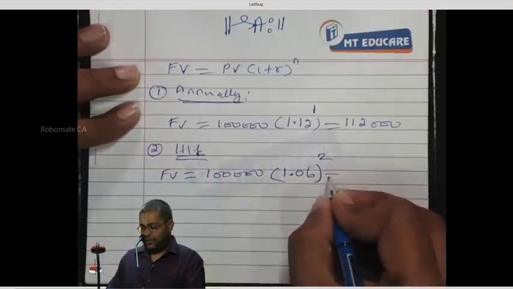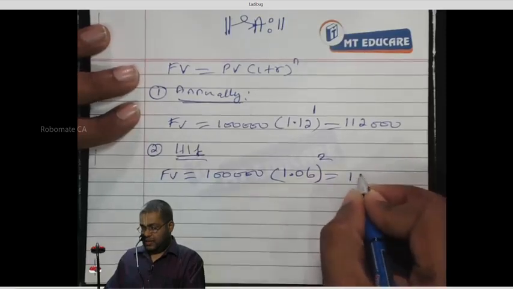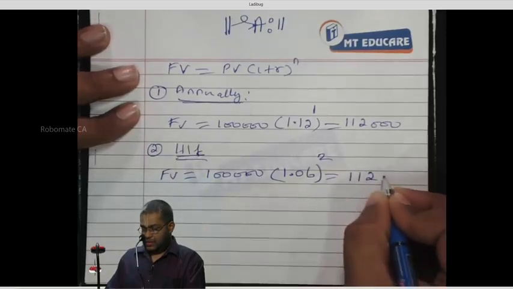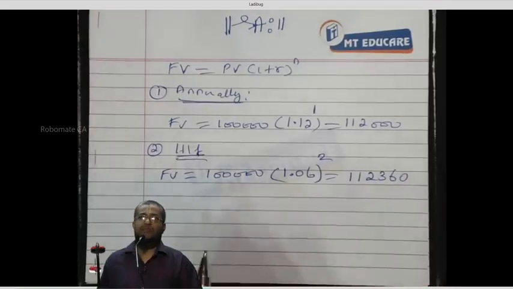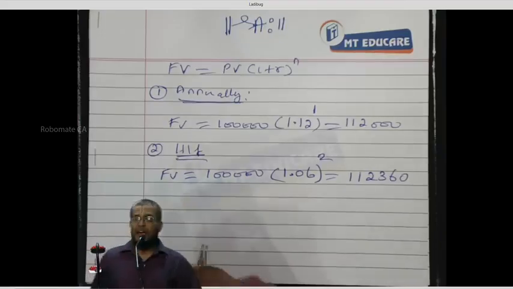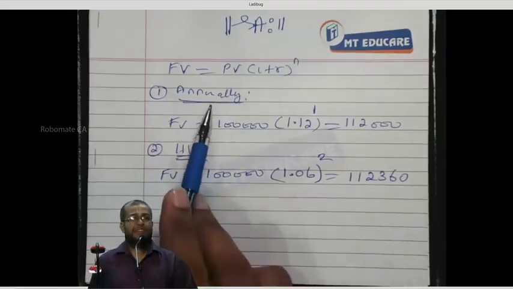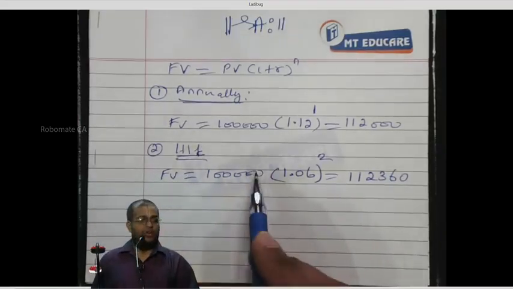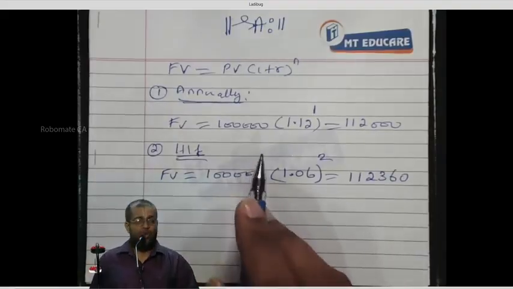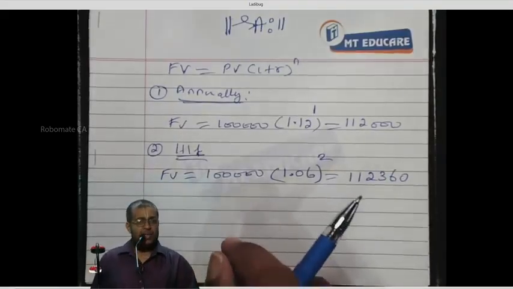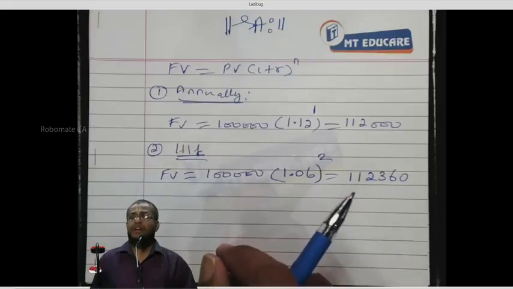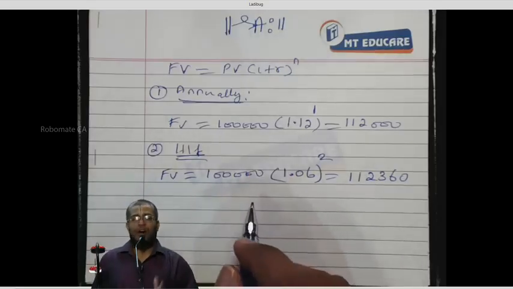Tell me what is the number I am going to get? 1 lakh 12,360. I have a doubt. In the first case and second case, did the amount deposited change? No. We deposited the same amount. Is the period of deposit different? No. Both we deposited for 1 year.